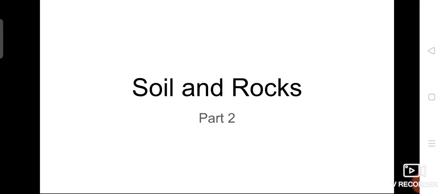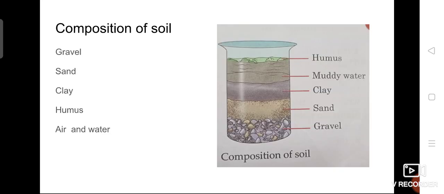Good morning, everyone. In today's session, we are going to see part 2 of the lesson Soil and Rocks. In the last class, we started this lesson, and we saw what soil is and how soil was formed, isn't it? In today's session, we are going to see the composition of soil.